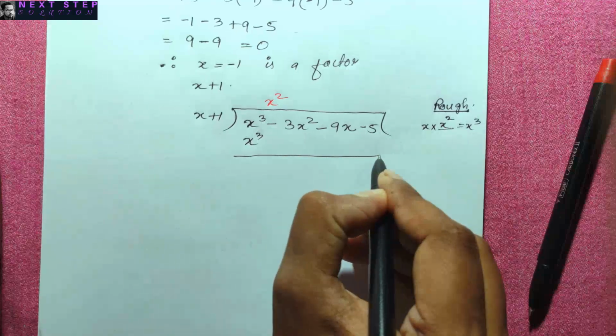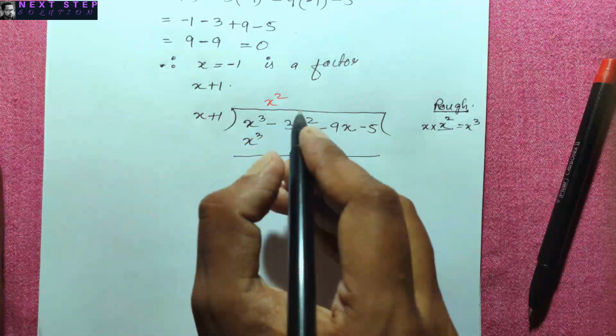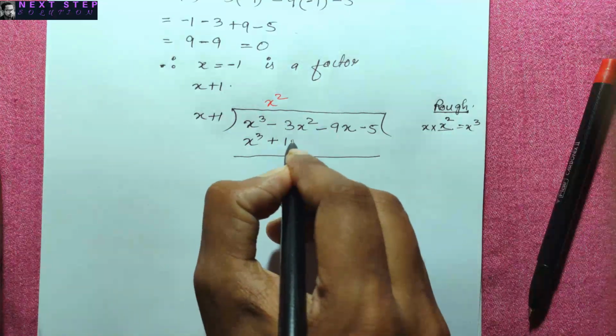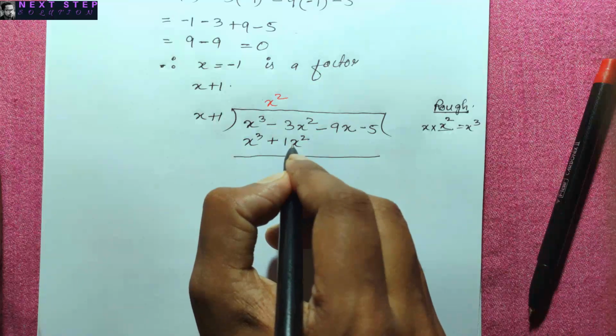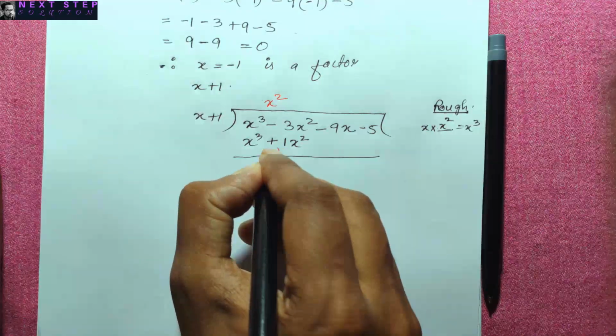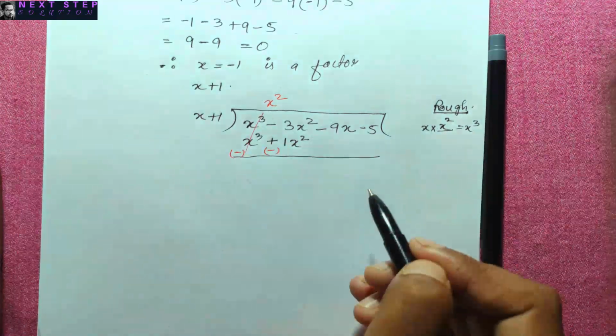Now we close this, but before subtracting, this number should be multiplied with x square. 1 into x square will give you 1x square. Both of them are positive, so positive 1x square. You may write 1 or may not write 1, it makes no difference. Now we change the sign. This is positive, it will become negative. This is also positive, it will become negative. Now x cube minus x cube becomes 0.